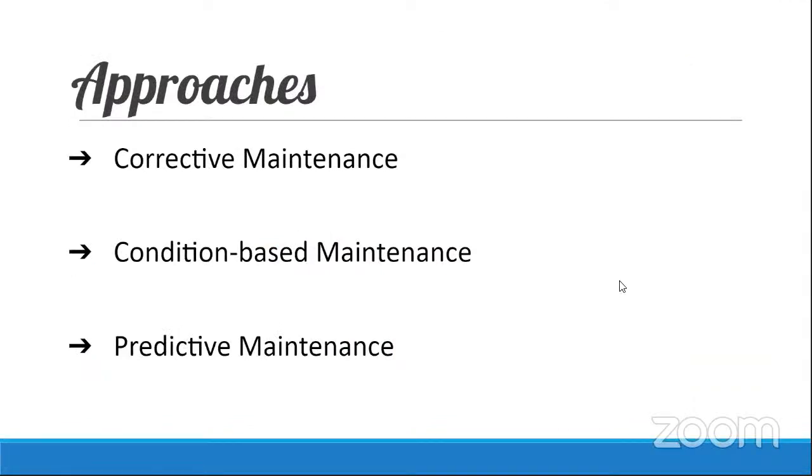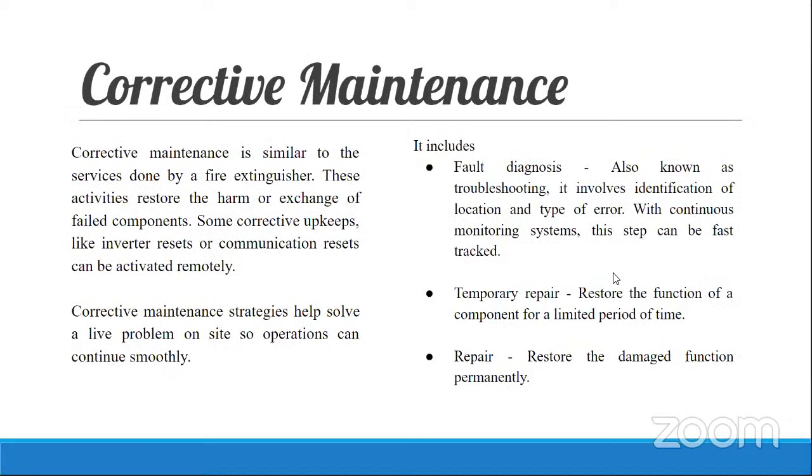Coming to the next slide, we will be discussing the approaches that are usually taken by professionals. Now, there are many approaches that are usually taken, but due to the limit of time, we are only going to discuss three approaches today. The first one is corrective maintenance, the second one is condition-based maintenance, the third one is predictive maintenance.